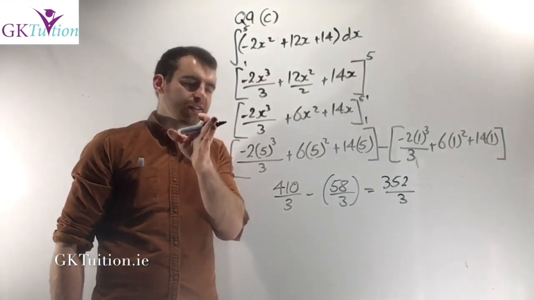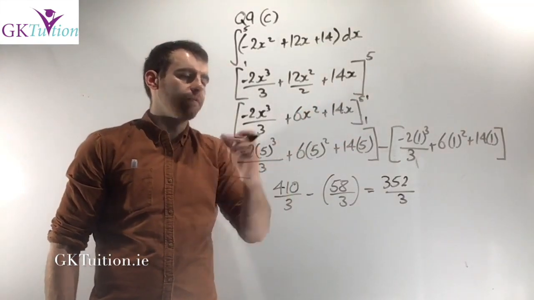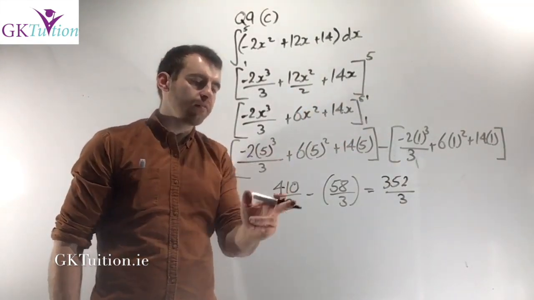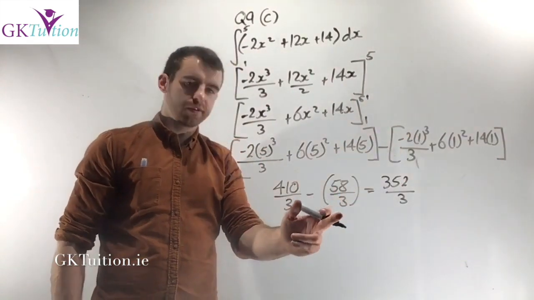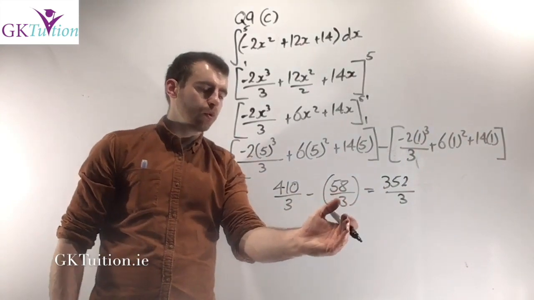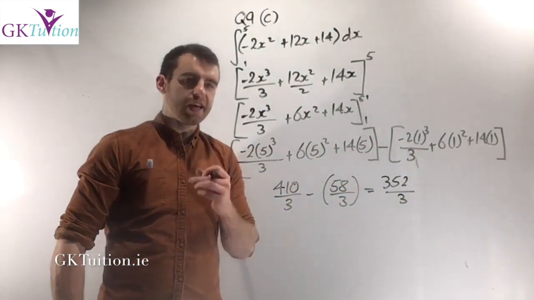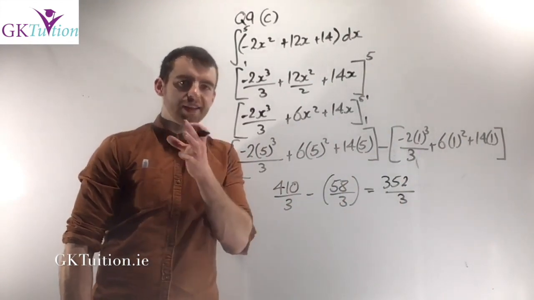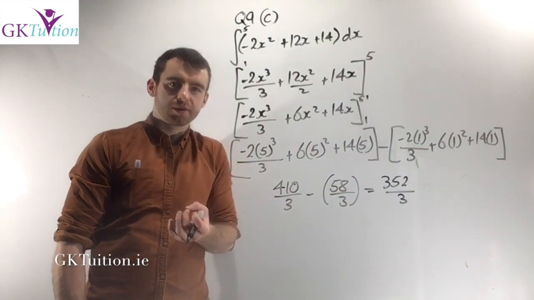So I integrated the same as last time. This time, rather than subbing in 6 and 0, I'm subbing in 5 and 1. When I subbed in 5, I got 410 over 3. And when I subbed in 1, I got 58 over 3. And when I subtract the lower limit from the upper limit, I got 352 over 3. So the area between the curve and the x-axis is 352 over 3. Let's have a look at what that looks like on a diagram.